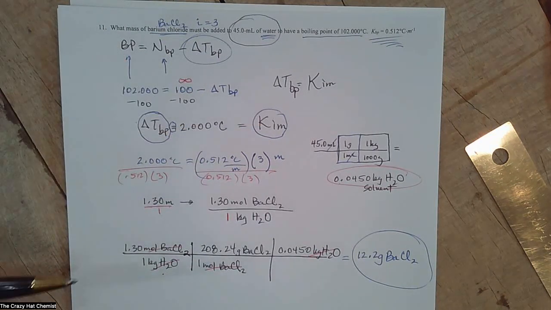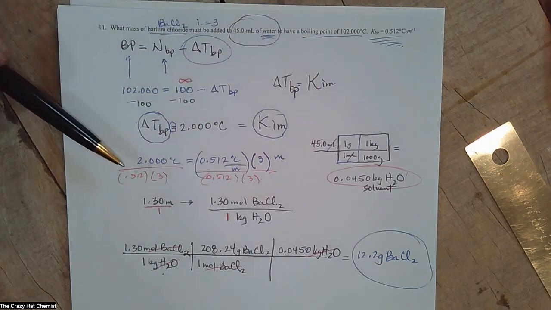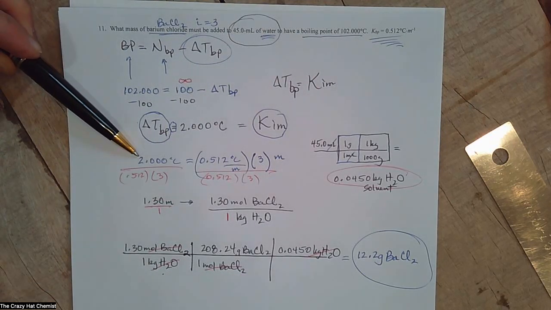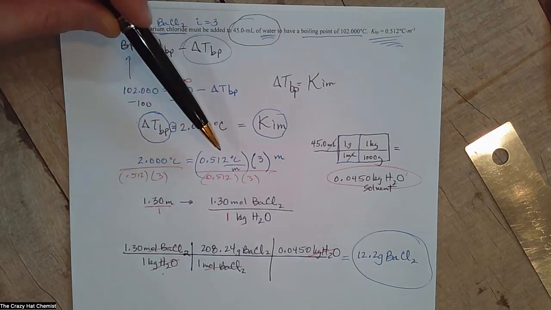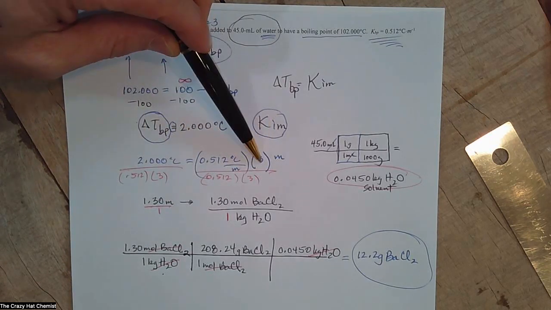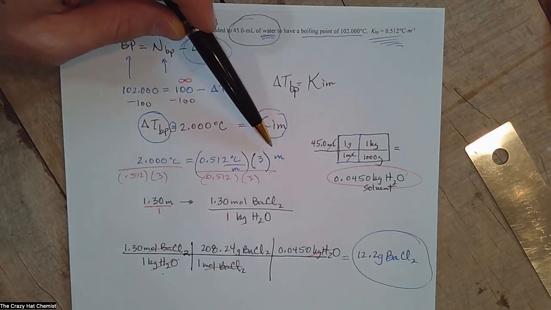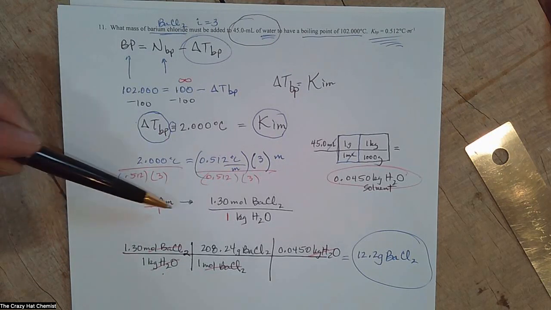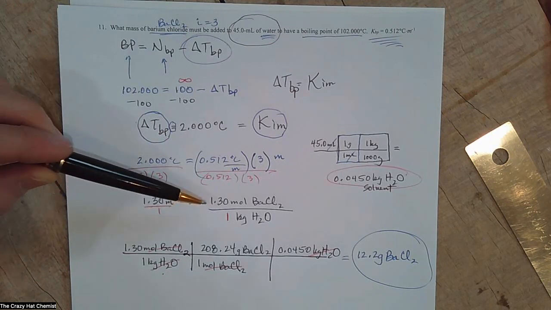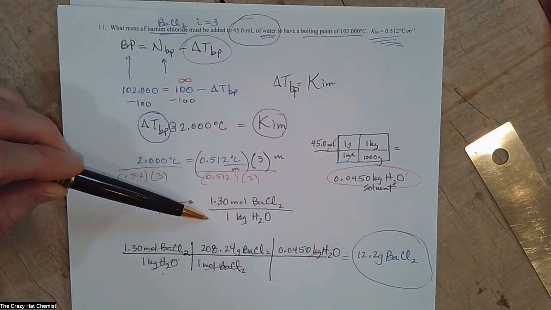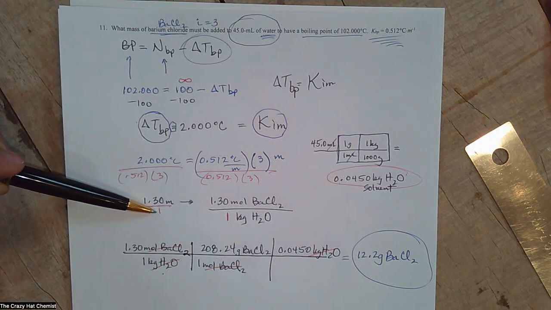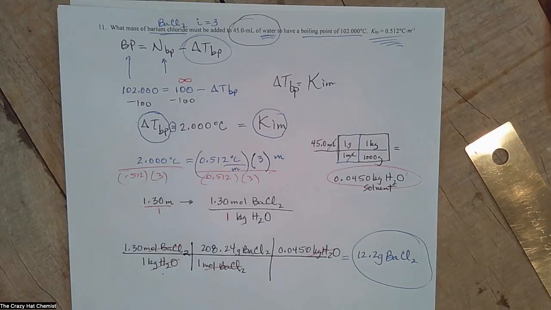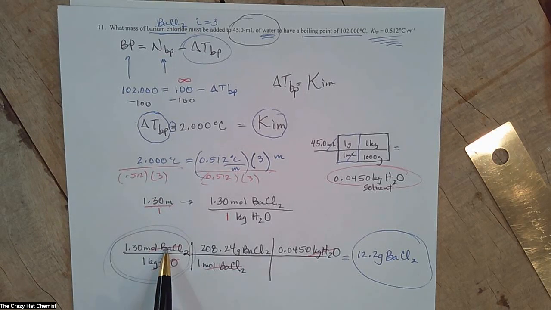We said that's equal to Kim, because the change in temperature is equal to Kim. So we've got our change in temperature of the boiling point. We got the K, we got the I for the solute, and we're going to solve for the molality. We broke that apart based on its definition, moles of solute per kilogram of solvent. We know that the number in the denominator is a 1, and then we brought that back over here. We're trying to find the mass of that solute, so we're going to multiply by the molar mass.